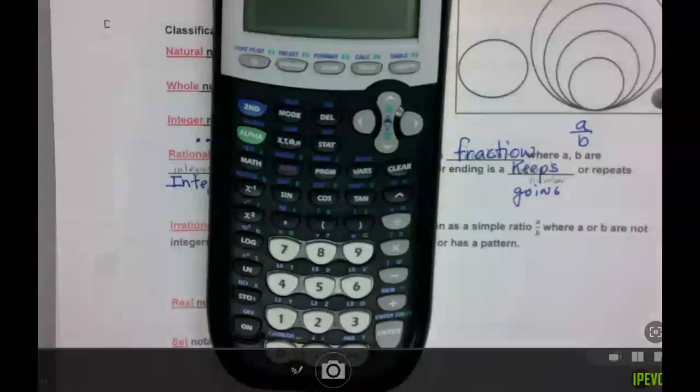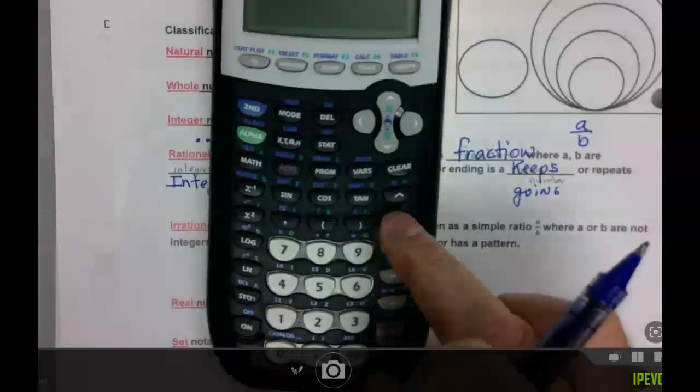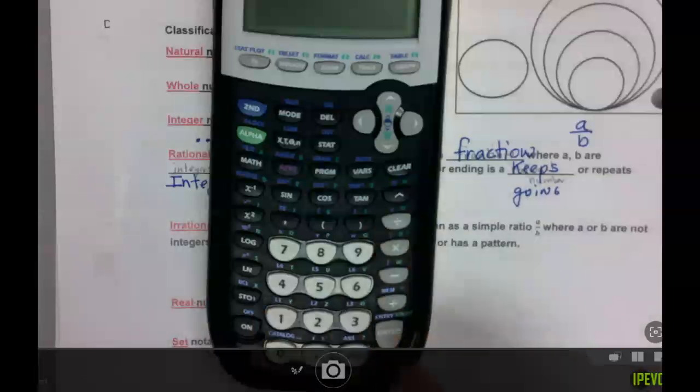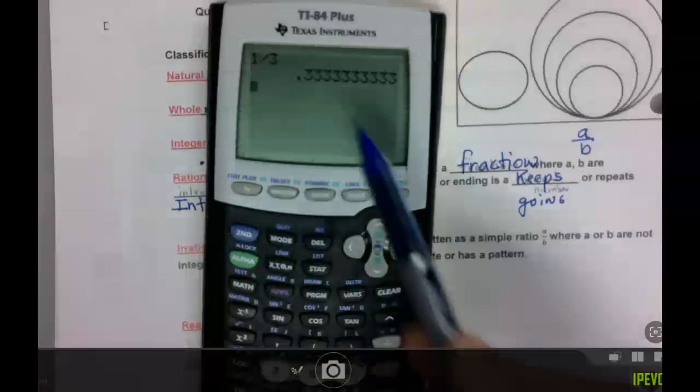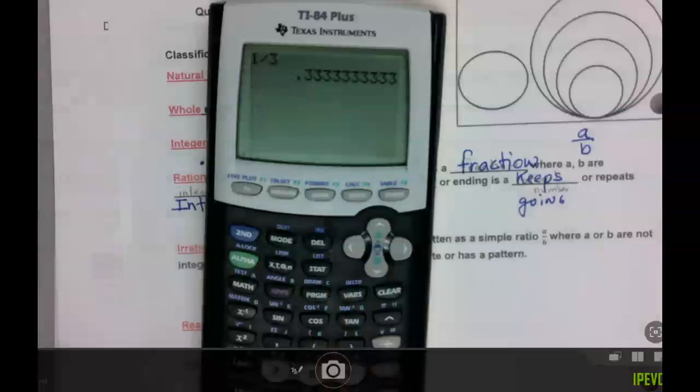So watch. Let's take 1/3. Take 1, and then hit divided by 3. And what do you notice? What's it do? It just keeps going, correct? That's a rational number. Why is it a rational number? Because 1 divided by 3. Agreed?